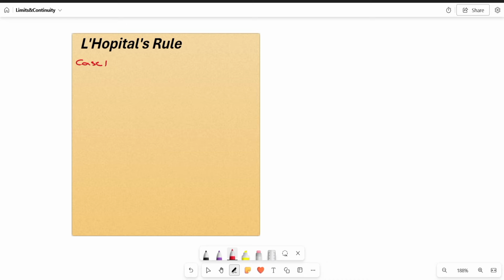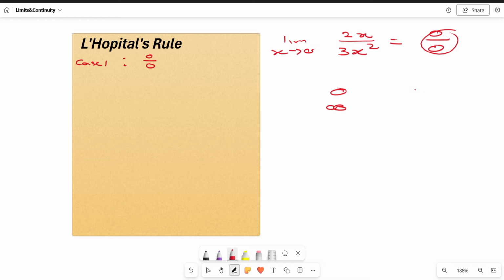Type 1 is when we have 0 over 0. This is when you are substituting. Let's say they say find the limit as x approaches 0, and your fraction is 2x over 3x squared. When you substitute, on the top you have 0 and on the bottom you have 0. Guys, this cannot be an answer. Your answer when you're finding a limit can be 0, can be infinity, can be a number, but it cannot be like this. So you will have to make it look like the answer that I just showed you.